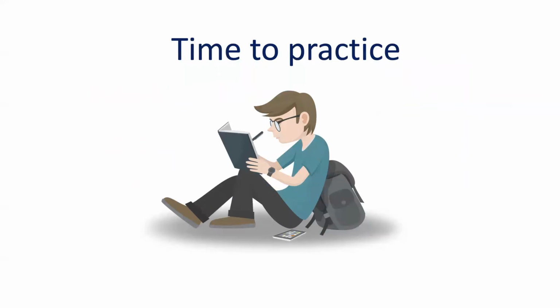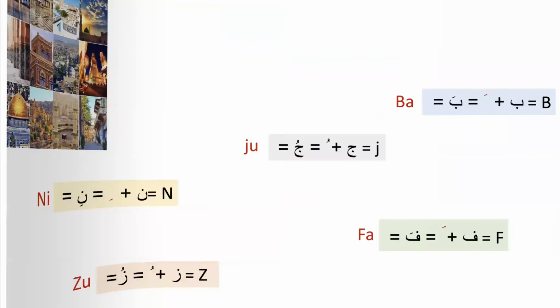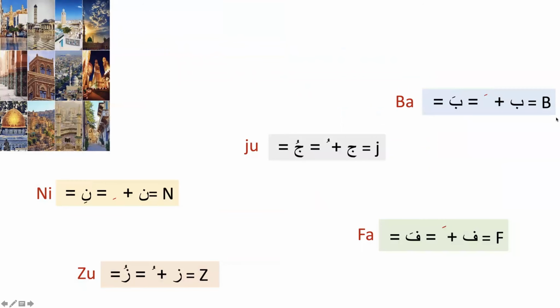Time to practice. To help us become familiar with the sounds, remember that we go from right to left. So here the B letter plus the dash on it is ba. The G letter plus the Dhamma on it would be ju. The N plus kasra, the dash under it, would be ni. The F plus the dash on it would be fa. And the letter Z plus Dhamma would be zu.